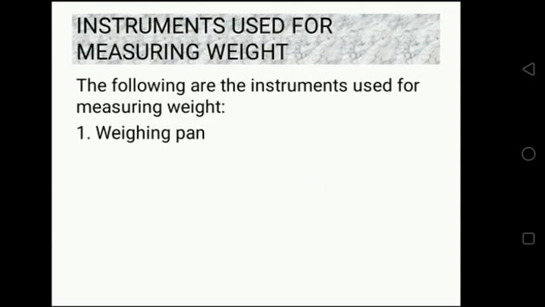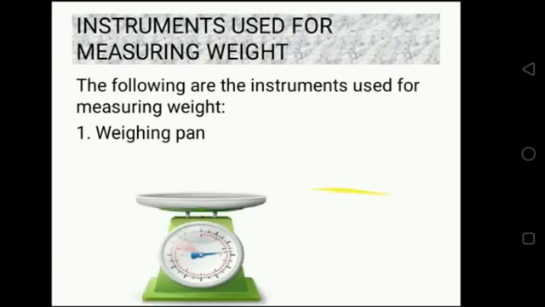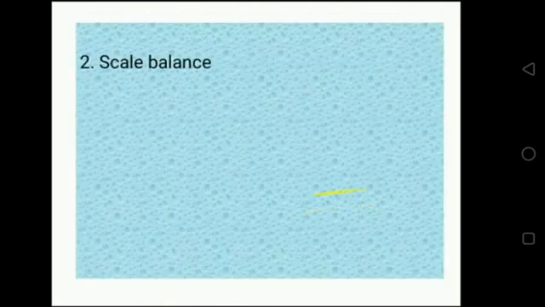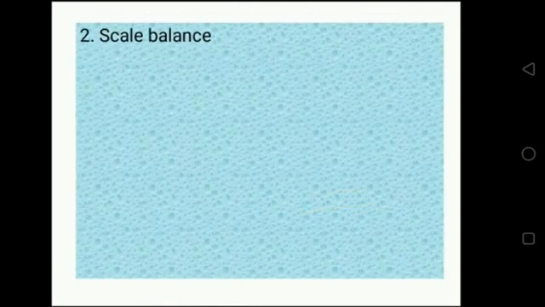One, we have the weighing pan. Now let's have the picture of the weighing pan. This pan is used for measuring the weight of an object. Now, secondly, we have the scale balance. The scale balance is also an instrument used for measuring weight.